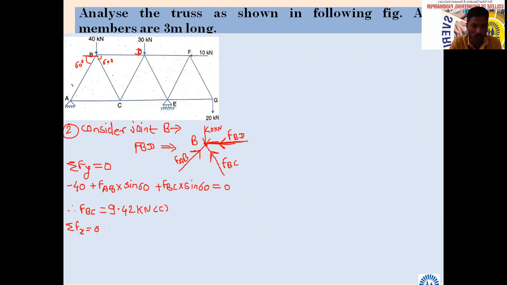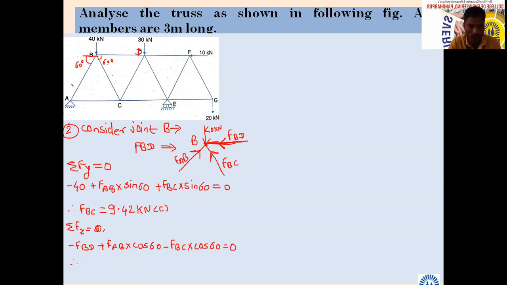Summation Fx equal to 0. Tell me first. For the kilonewton force, whether it will come? No, it will not come. What about FBD? It will come negative because it is going towards the left hand side. Then what about FAB? It will come positive, into cos 60. What about FBC? It will come negative. FBC into the angle made with horizontal, which is 60, so cos 60.